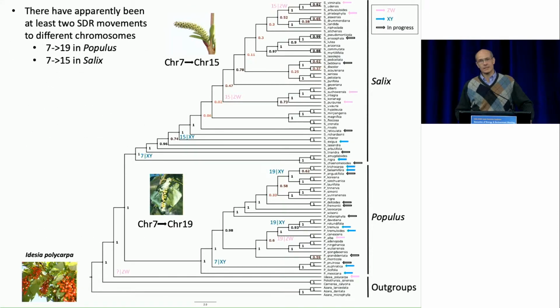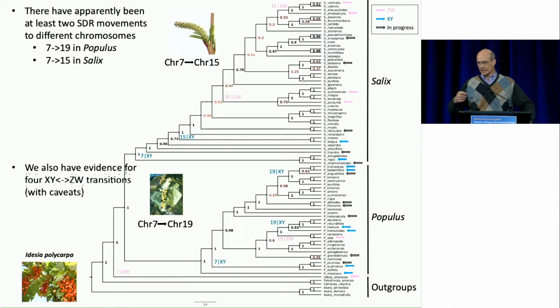And a couple of take-home messages here. It looks like the base of each genus has sex determination on chromosome 7. So the tree-form willows have chromosome 7, and also Populus euphratica, the desert poplar, has chromosome 7 for its sex determination system. And then the majority of Populus are chromosome 19 for sex determination, and all of the Salix we've looked at, other than that tree-form Salix, have chromosome 15. So there are at least 2 transitions there.